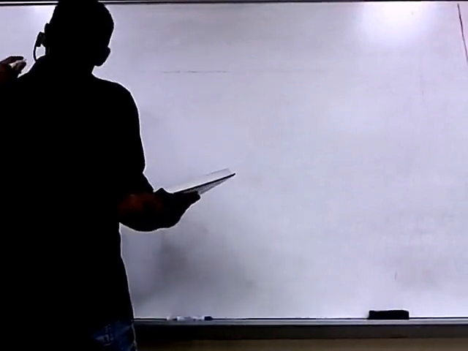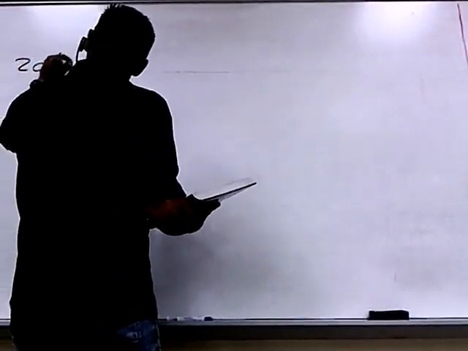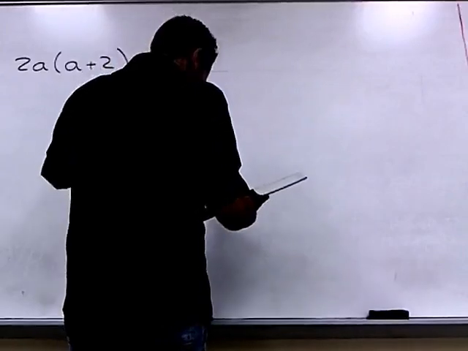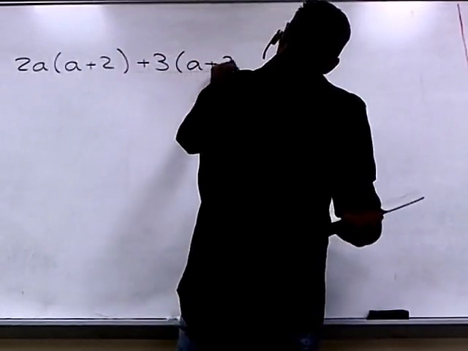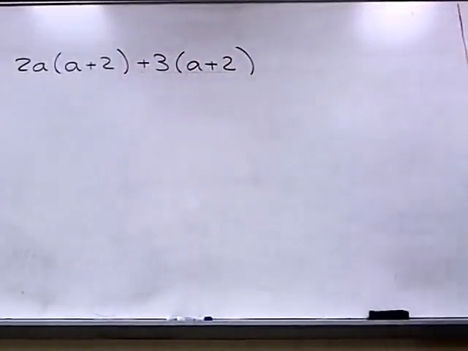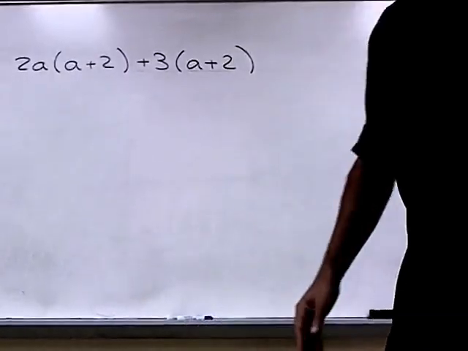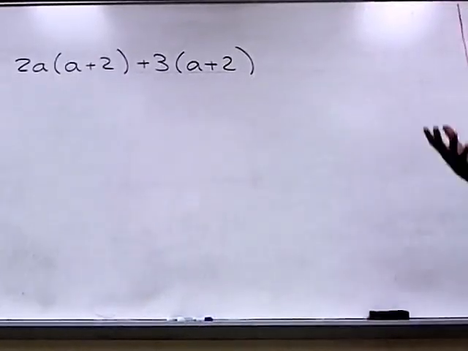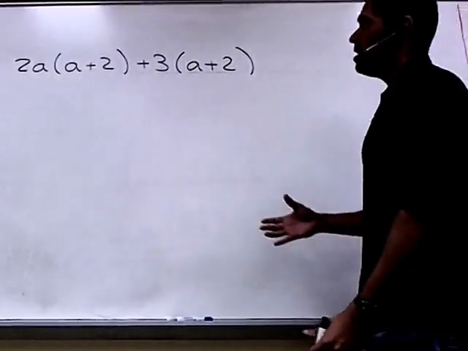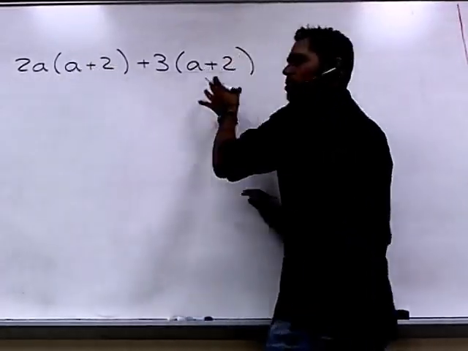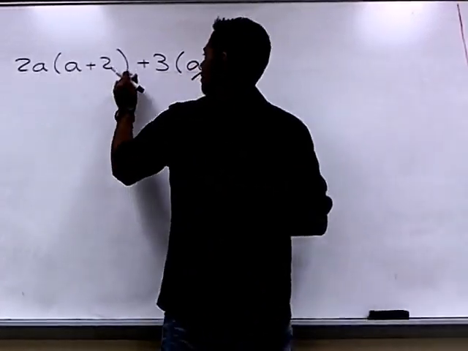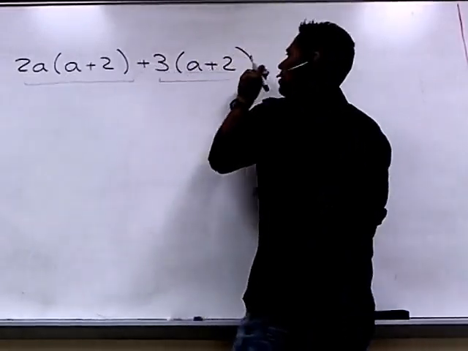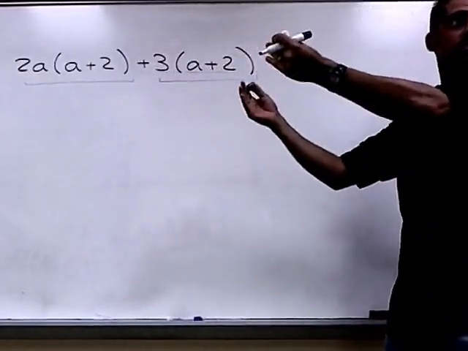We have 2a times a plus 2 plus 3 times a plus 2, right? And you're asked to factor this where we have a common binomial factor. So what you're supposed to see here is that a plus 2 and a plus 2 obviously appear in both terms. Since they both have a plus 2, we can factor the a plus 2 out.